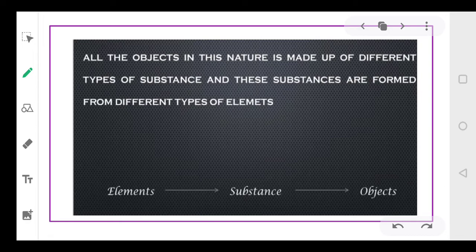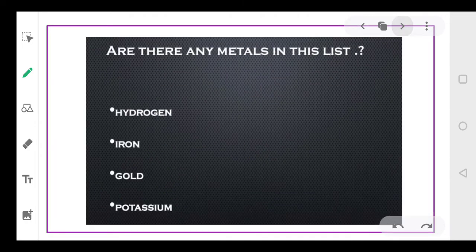Now if you see, dear students, elements are making different kinds of substances. Okay, we use different kinds of substances present around us. We are using them and they are made up of elements, and elements have been categorized into metals and non-metals. Okay, so our life revolves around them.